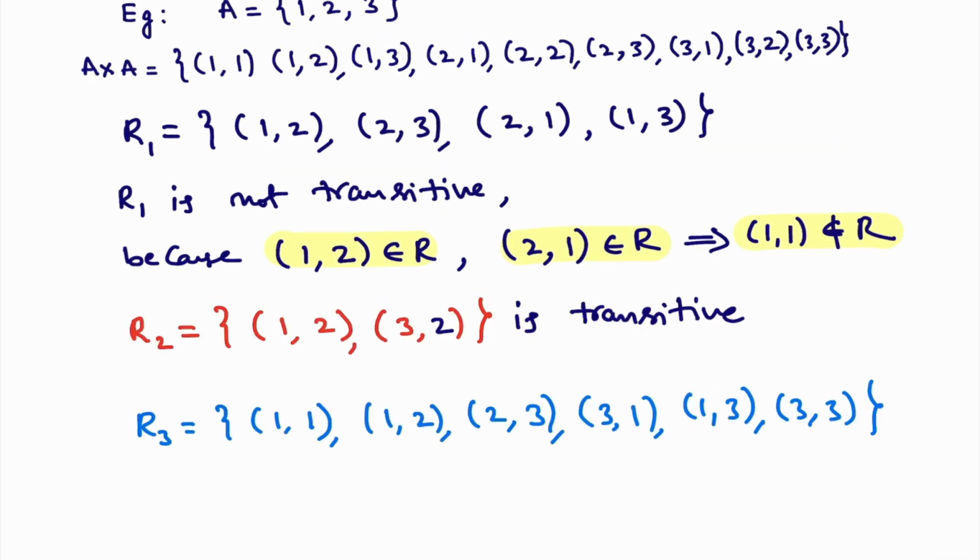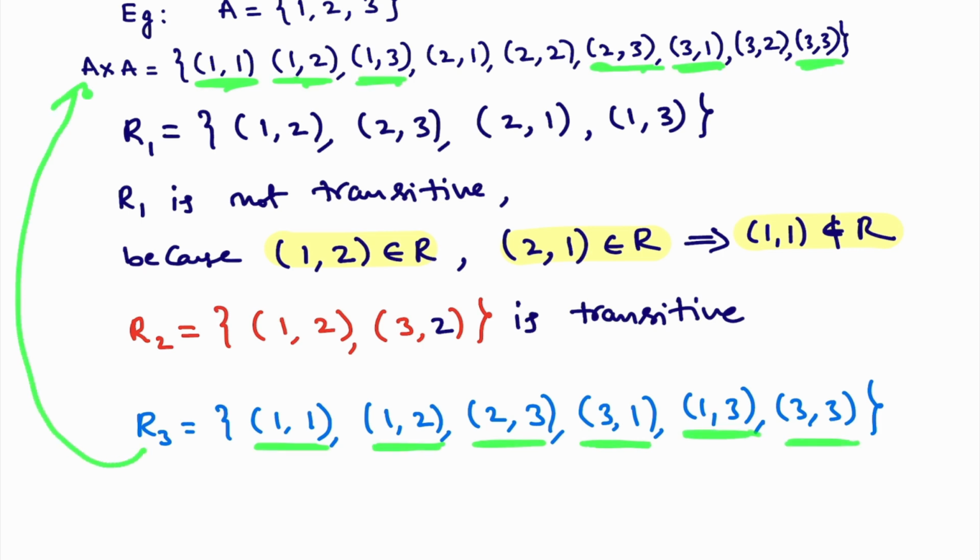You observe, I have taken one relation on set A. When we say this is a relation on set A, you observe whether R3 is a subset of A cross A or not. (1,1), yes, it is there. (1,2), yes, it is there. (2,3), yes. (3,1), yes. (1,3), yes. (3,3), yes, it is there. R3 is a subset of A cross A. As R3 is a subset of A cross A, we can say that R3 is a relation on A. Now my question is, is this relation a transitive relation or not?